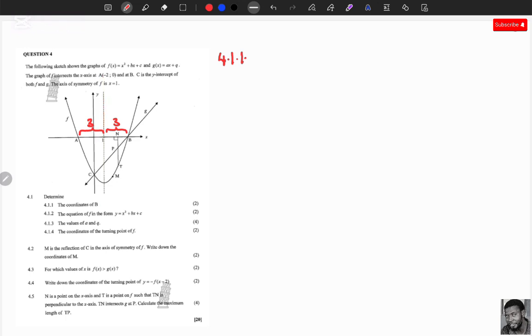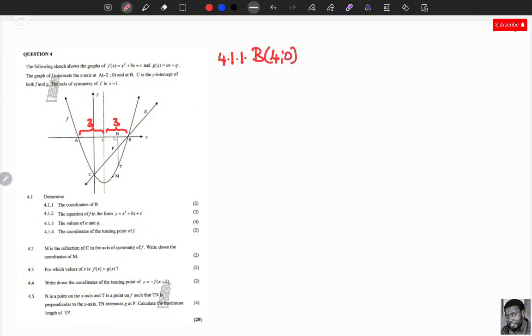Now, meaning that b will be 1, the axis of symmetry, plus this 3. We add 3 to 1. That will be 4 and 0. That will be 4 and 0.